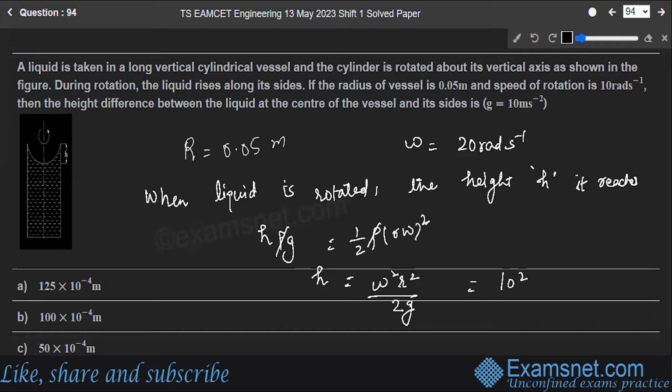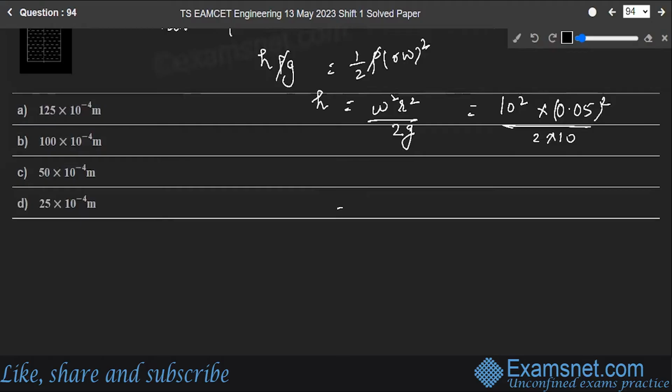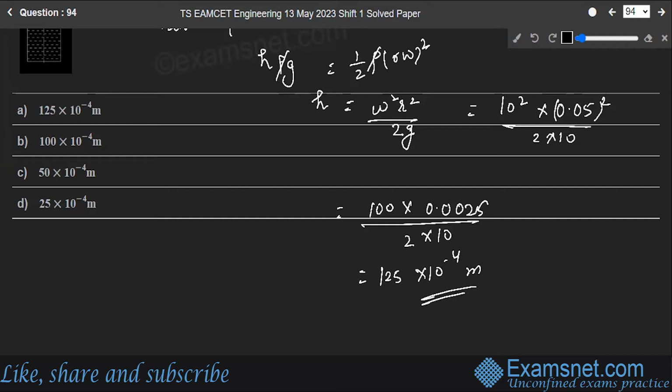Let's fill in the values. This is 10 square into 0.05 square divided by 2 into 10. This will give you 100 into 0.0025 upon 2 into 10. On solving, this will give you 125 into 10 raised to power minus 4 meters. That is option A as the correct answer. Hope you got that. Let's move to the next question.